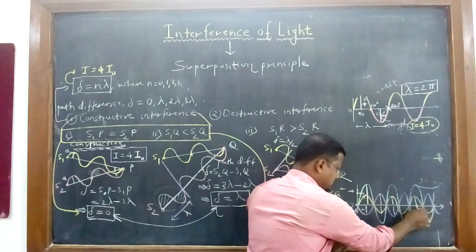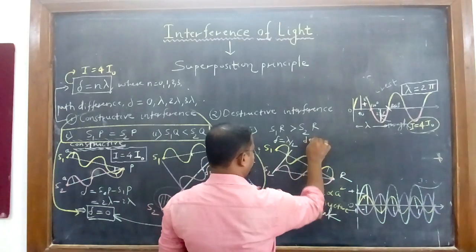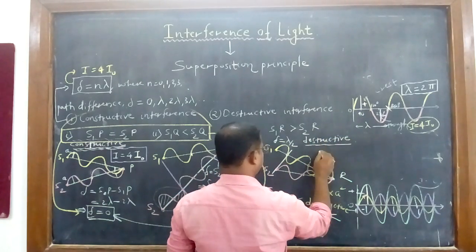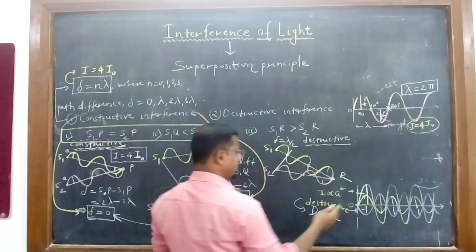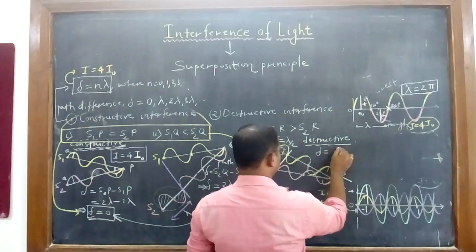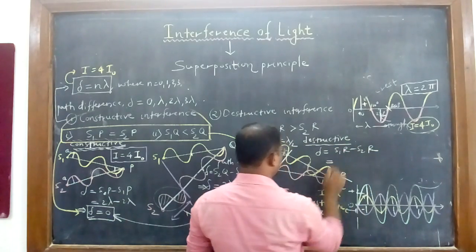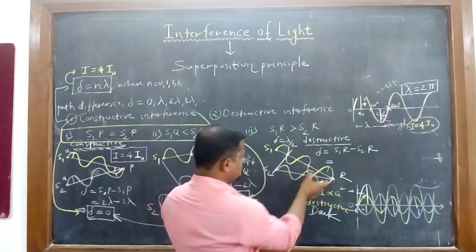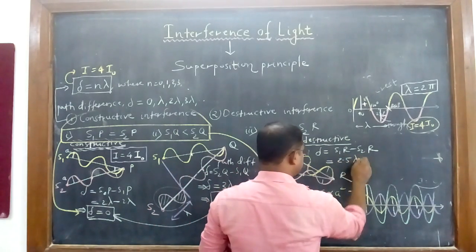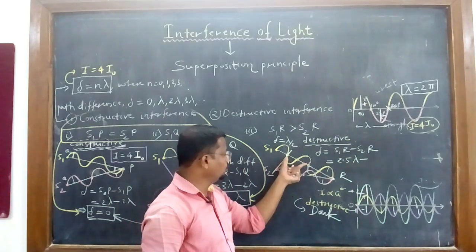Crest, trough like this. So what type of interference are we going to have here? We are going to have destructive interference, and for destructive interference we are going to have darkness here. And what is the path difference delta equal to? It is S1R minus S2R. So what is S1R? S1 is 2.5 lambda, that is 2 and a half wavelengths.